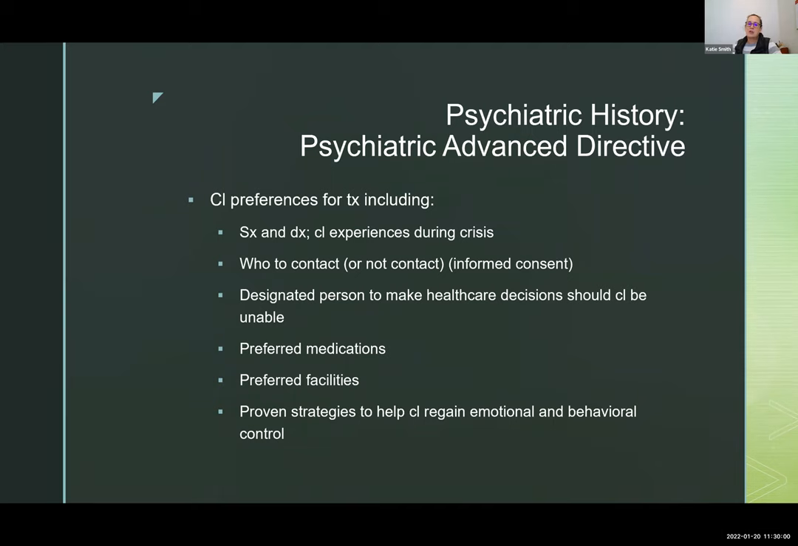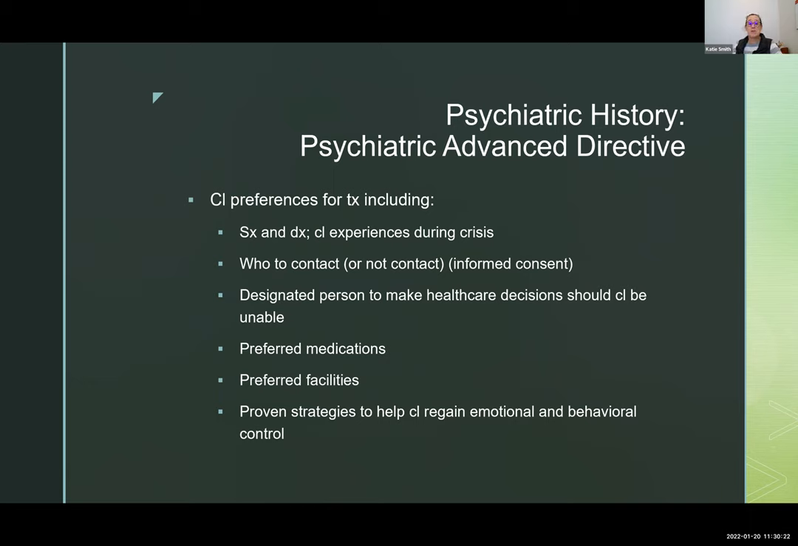We can look at psychiatric advanced directives. These are clients' preferences for treatments. These include symptoms and diagnosis and client experiences during a crisis. So during a crisis, what happens in your life, right? What's going on? And if that crisis happens, who do we contact or not contact?